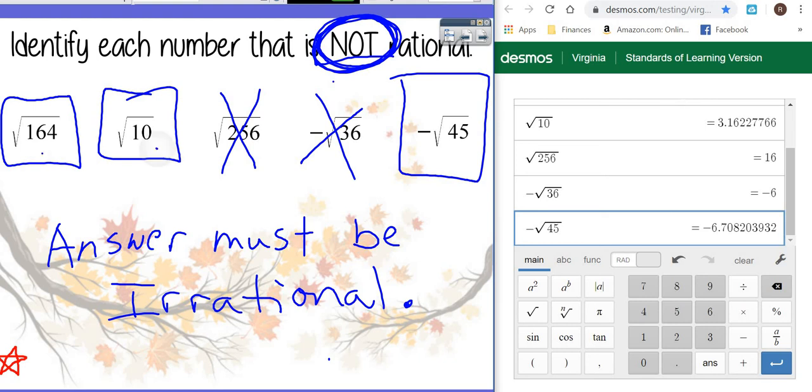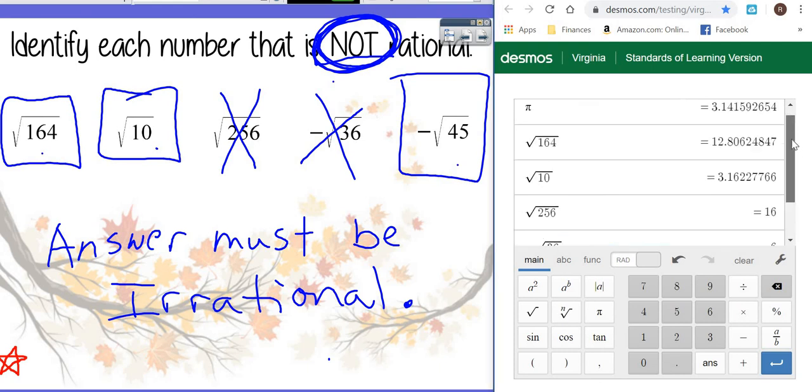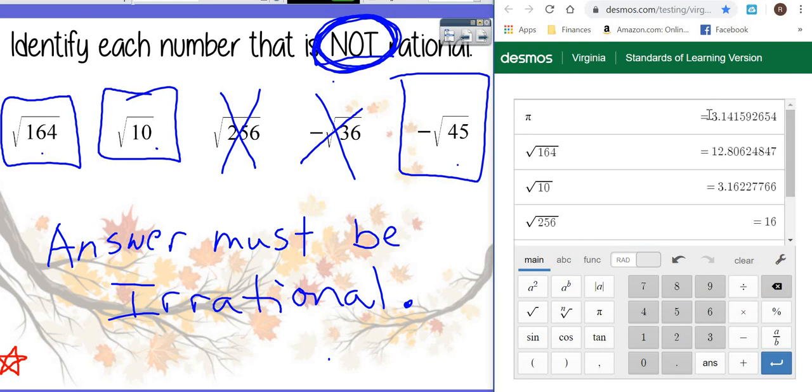And all three of these are definitely irrational because they look a lot like the queen of irrational numbers, which is pi. Okay? Just be careful when you're doing these. You can get them.